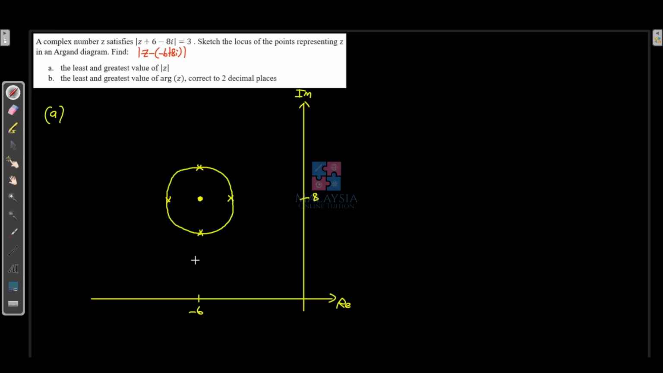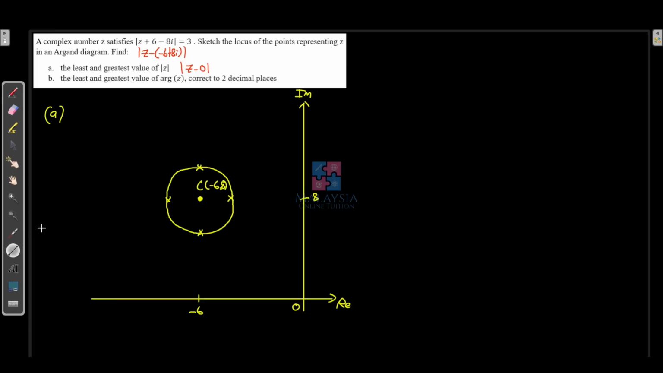So then after we have the circle, we need to find the least and greatest value of modulus z. So what is the meaning of modulus z? Modulus z is actually the distance of the complex number from the origin. So now our origin is over there. The center of the circle, C, by the way, is negative 6, 8.